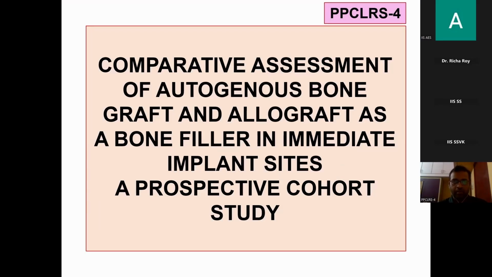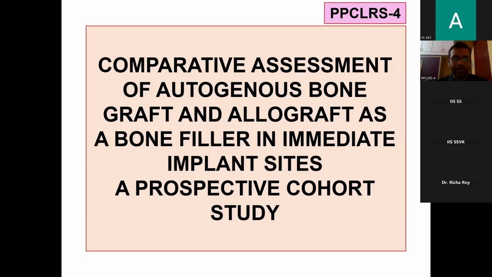Good evening, everyone. I'm presenting a paper on comparative assessment of autogenous bone graft and allograft as a bone filler in immediate implant sites, a prospective cohort study.